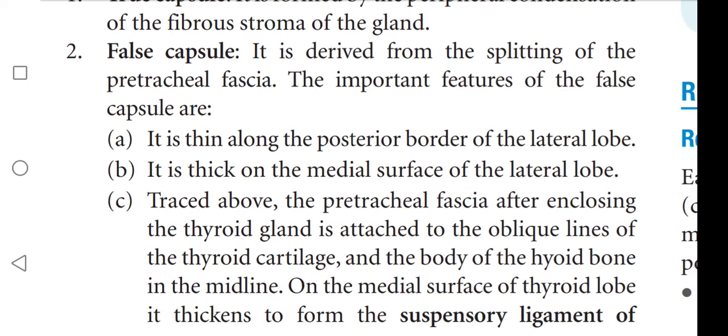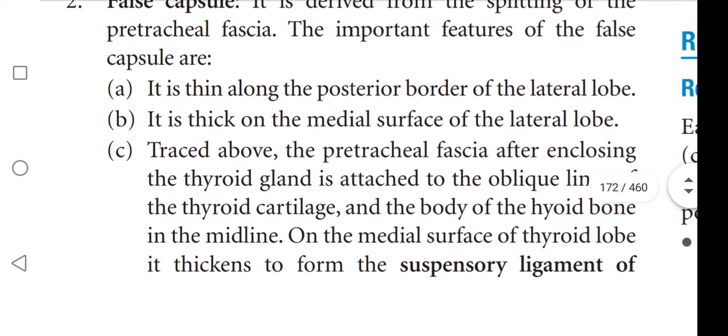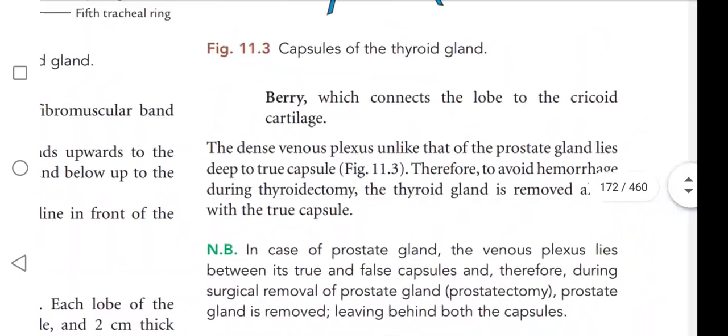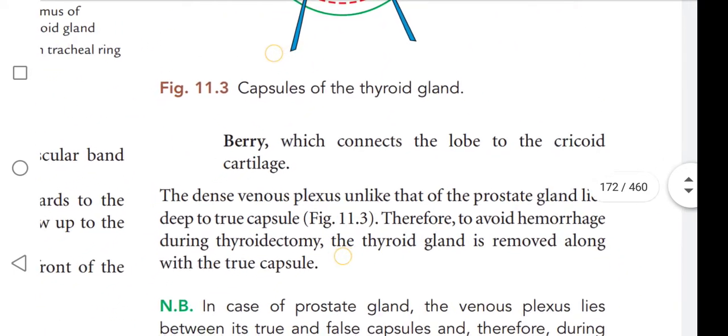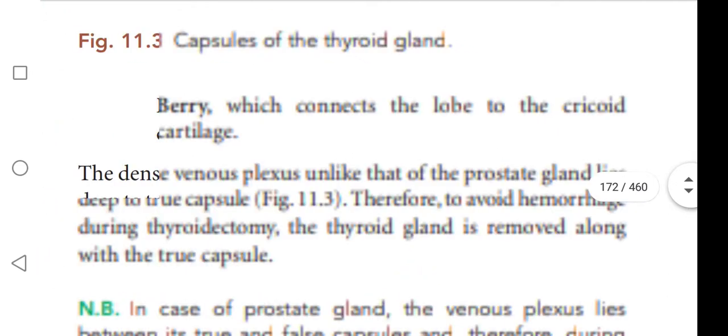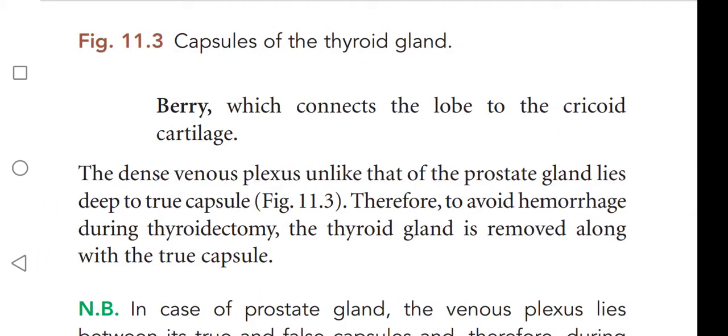Traced above, the pretracheal fascia, after enclosing the thyroid gland, is attached to the oblique lines of the thyroid cartilage and the body of the hyoid bone in the midline. On the medial surface of the thyroid lobe, it thickens to form the suspensory ligament of Berry, which connects the lobe to the cricoid cartilage.